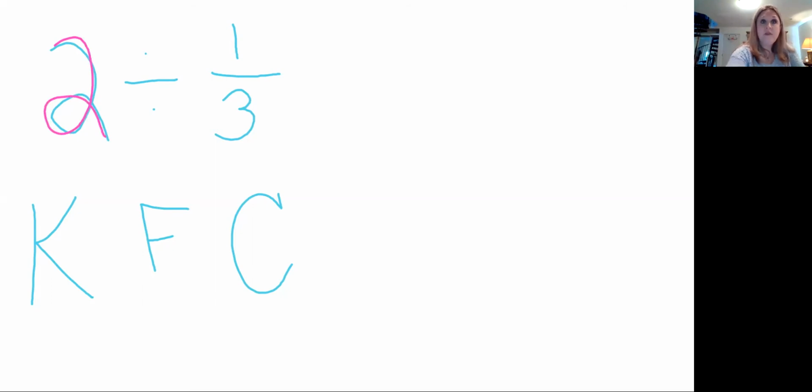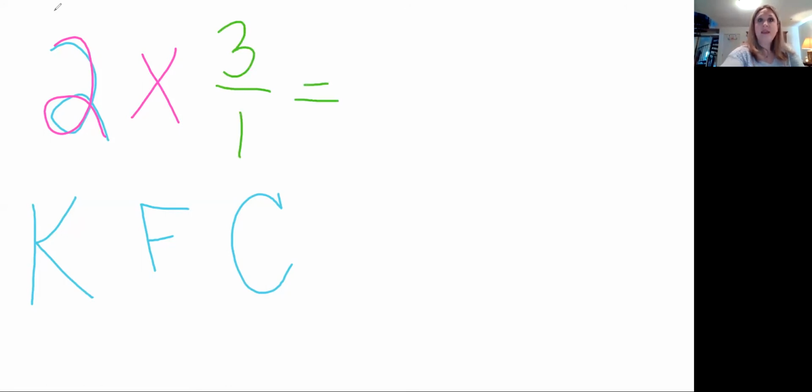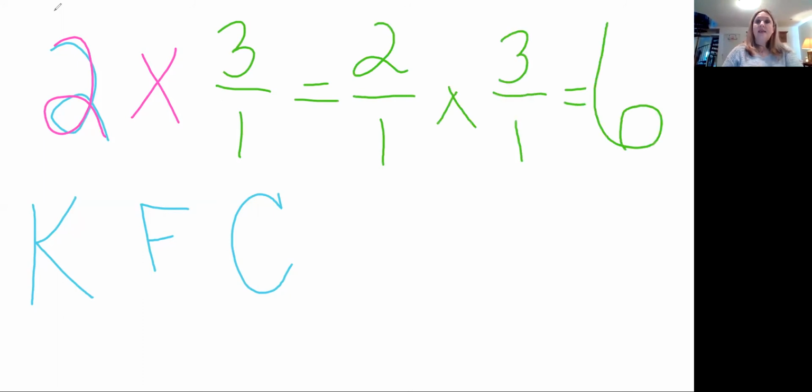Okay, F, flip. Let's flip the equation, okay? I'm going to turn him into a multiplication sign. Okay, and what do we do with the fraction? We change him. So I'm going to change 1/3 to 3/1. Okay, that leaves me with 2/1 times 3/1, which equals 6.